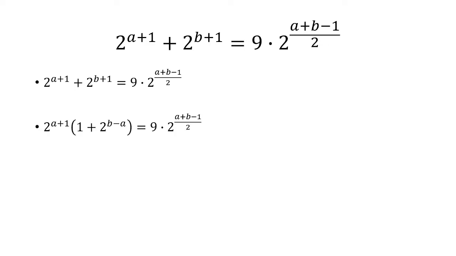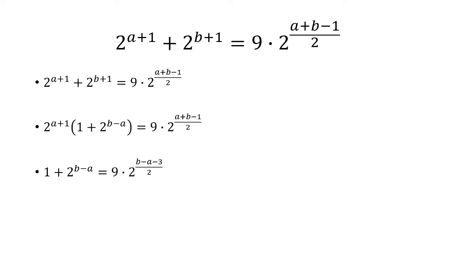So because a is less than b, we know that 2 to the a plus 1 is less than 2 to the b plus 1. So I'm going to factor out the smaller one, which is 2 to the a plus 1. And so what I'm left with is 1 plus 2 raised to the b minus a power.